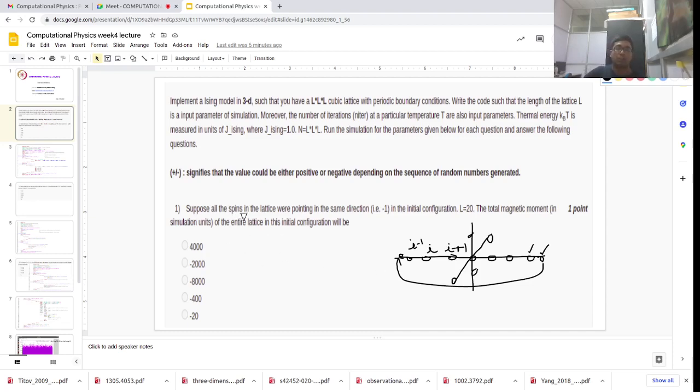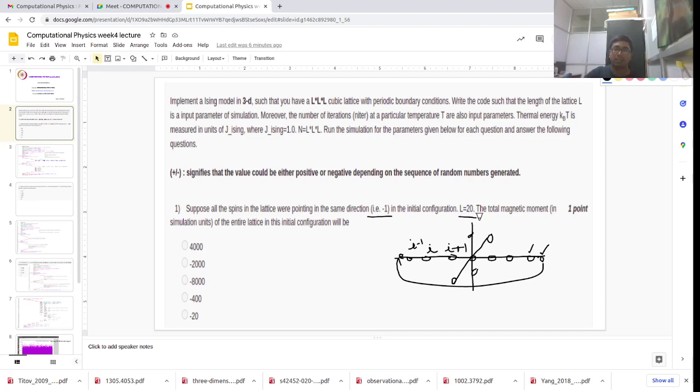So suppose all the spins in the lattice are pointing in the same direction. So the first thing you need to do, whenever you are considering the initial condition, is put all the spins to be -1 in the initial configuration, and L will be 20. What does it mean? That in each direction you will have 20 lattice sites.